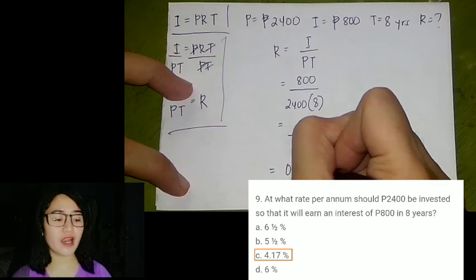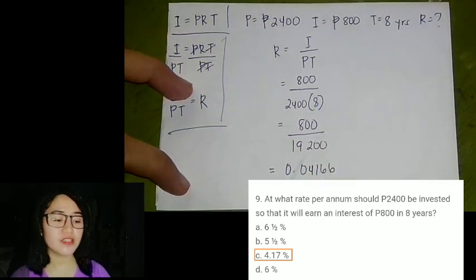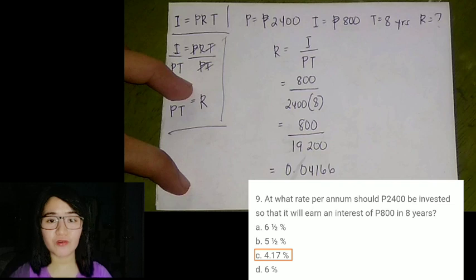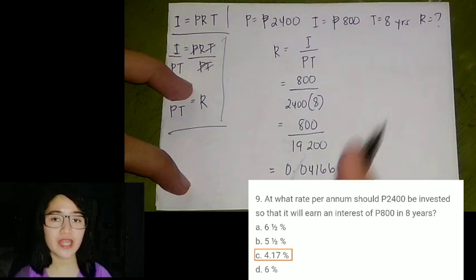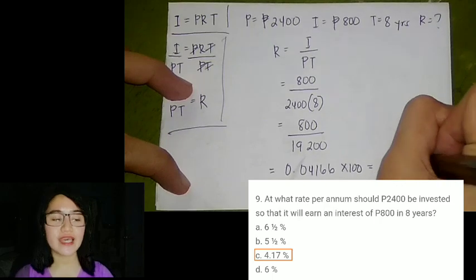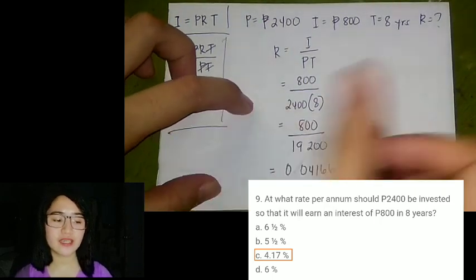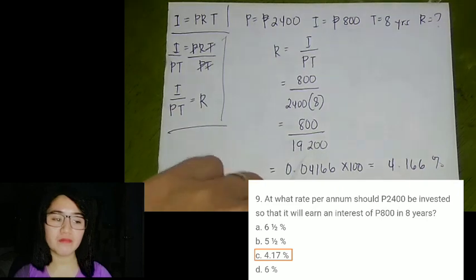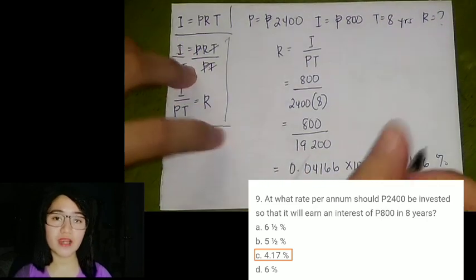So, pwedeng gumamit ng calculator. That is equal to 0.04166 and so on. So, marami, continuous kasi yung decimals niya. So, kumuha na lang ako ng 5 decimals. And since rate naman yan, kailangan ang sagot natin is naka-percent form. And that is by multiplying it by 100. So, pag tinimes natin yan sa 100, that is equal to 4.166%. And mapapansin nyo kasi doon sa mga choices is puro 2 decimal places yung mga pagpipilian.